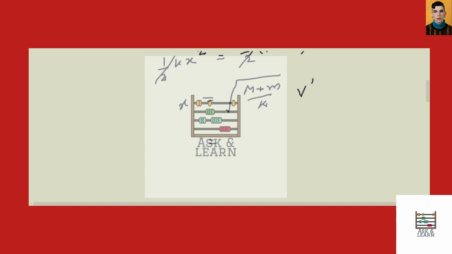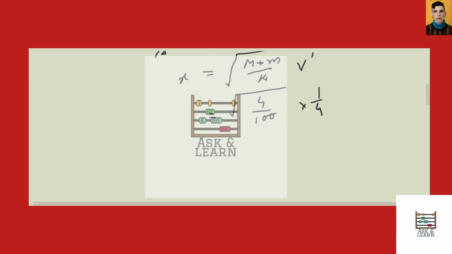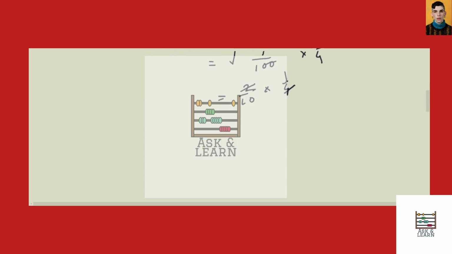So if we substitute, then this will be root of 4 by k, which is 100, times v dash, which is 1 by 4. That is 2 by 10 times 1 by 4. This gives us 1 by 20, which is equal to 0.05 meters. Thus, we can say the final amplitude of motion is 0.05 meters. I hope this is clear to you and have a very good rest of the day. Thank you.